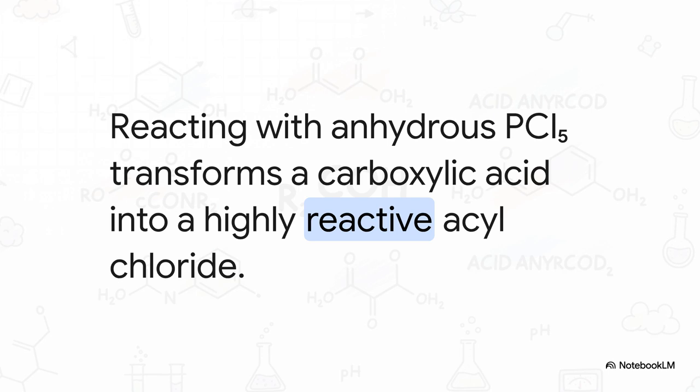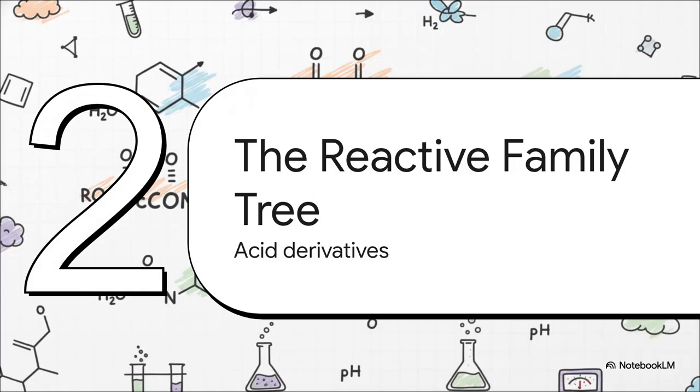By reacting a carboxylic acid with something like phosphorus pentachloride, you can swap out that entire hydroxyl group for just a single chlorine atom. This creates an acyl chloride, which is kind of like a supercharged, aggressive version of the original acid. It is incredibly reactive, and it's a critical stepping stone for making a huge variety of other compounds. And that super reactive acyl chloride leads us perfectly to the rest of the family, the carboxylic acid derivatives.